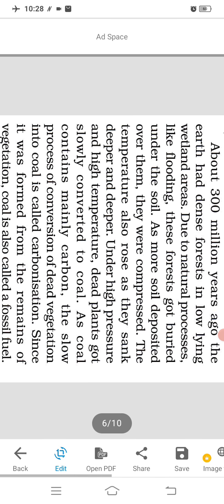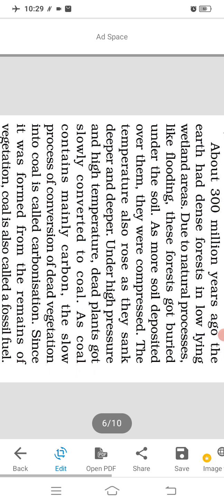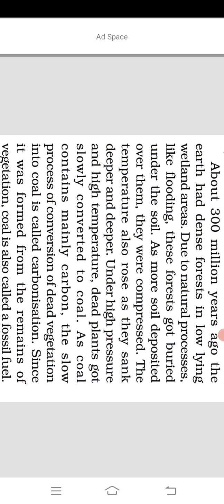Okay, about 300 million years ago, the earth had dense forest in low-lying wetland areas. Due to natural processes like flooding, these forests got buried under the soil. As more soil deposited over them, they were compressed. The temperature also rose as they sank deeper and deeper. Under high pressure and high temperature, dead plants got slowly converted to coal.